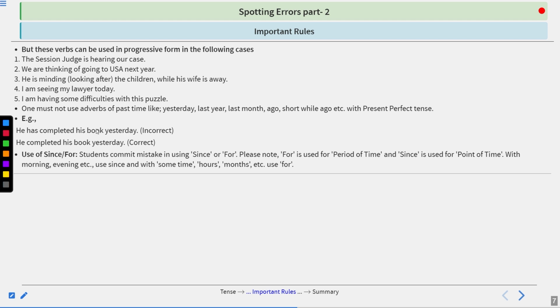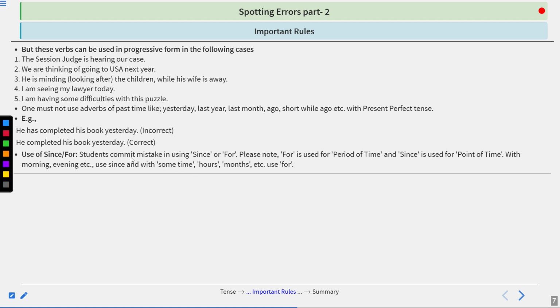Use of since and for. Students commit mistakes in using since or for. Please note, for is used for a period of time and since is used for a point in time. Most of the time students commit mistakes while using since and for. With morning, evening, etc. use since, and with some time, hours, months, etc. use for.